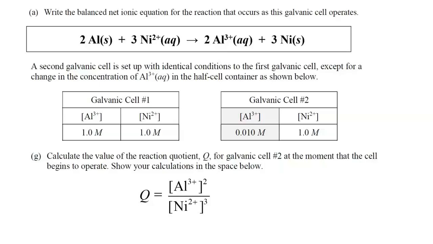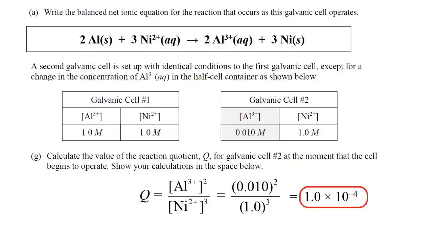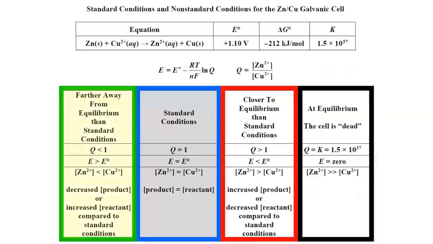Let's plug in our values for galvanic cell number 2. So it's going to be 0.01 squared divided by 1 cubed. And when we do that math, we get a value of 1 times 10 to the negative 4 for the reaction quotient. Now let's go back to that diagram, and we realize that Q is less than 1. So this takes us farther away from equilibrium than standard conditions, because Q is less than 1, and therefore the cell potential will be greater than the standard cell potential.